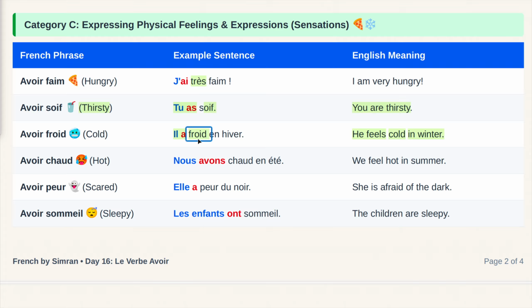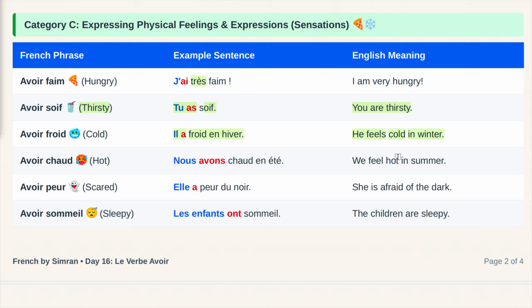So froid means cold, and in winter means en hiver, so it becomes Il a froid en hiver. Froid means cold and hiver means winters. So it becomes il a froid. Il a froid doesn't mean that he is cold. Okay? He feels cold in winters.